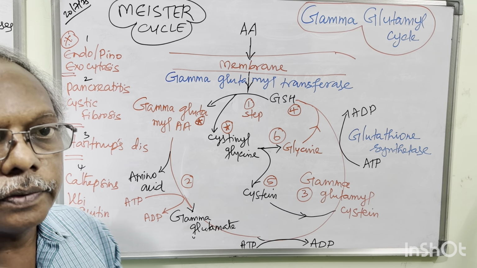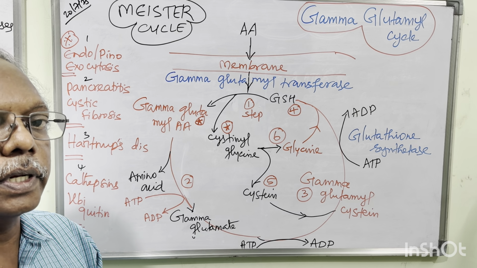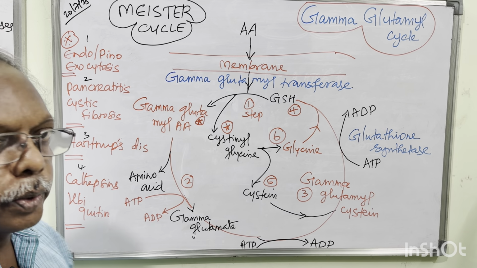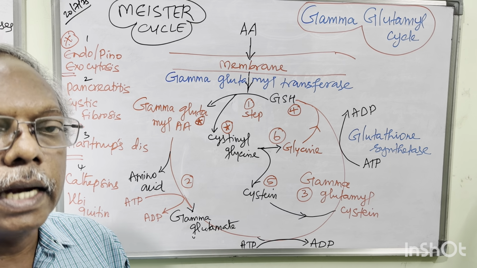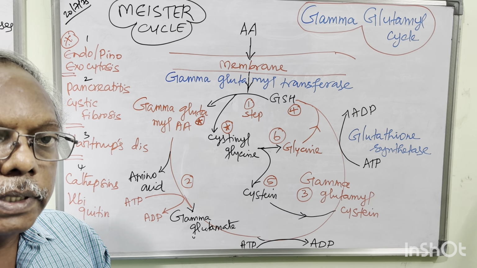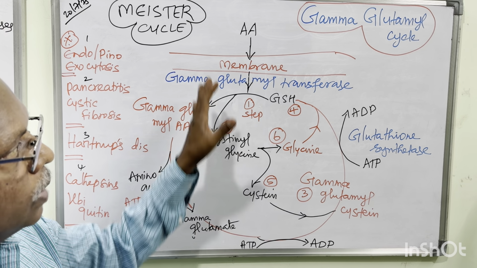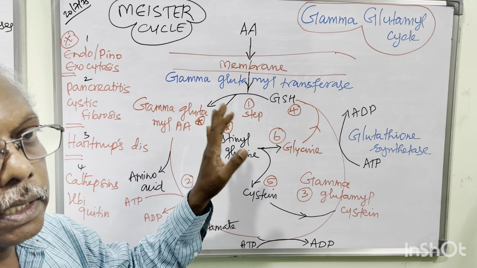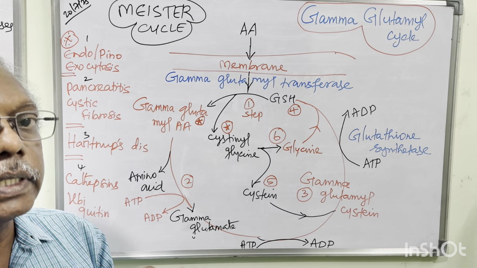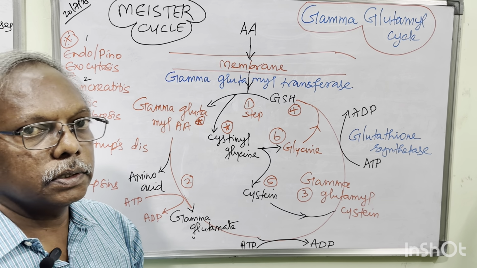The last one is, we have two more components, that is, substances which are also involved in the absorption of protein: cathepsins and ubiquitin. Cathepsins and ubiquitin are also involved in the absorption of amino acids, right? So after drawing this Meister cycle, don't forget to mention these words. Each and every word is very important for your digestion and absorption of proteins. Okay.